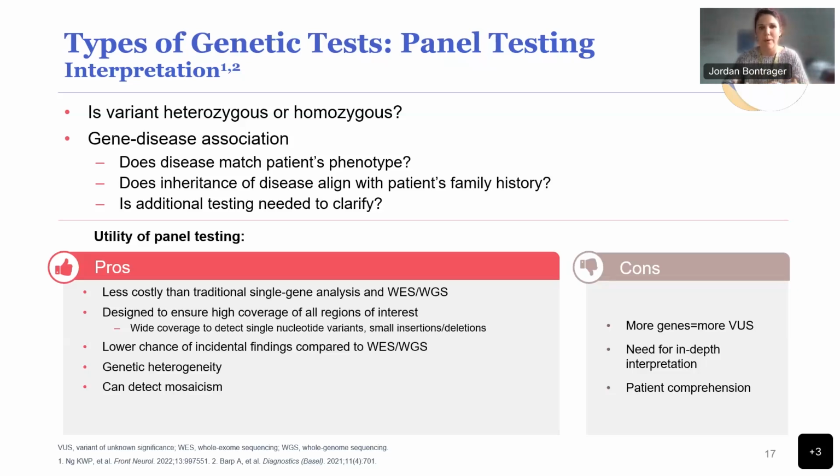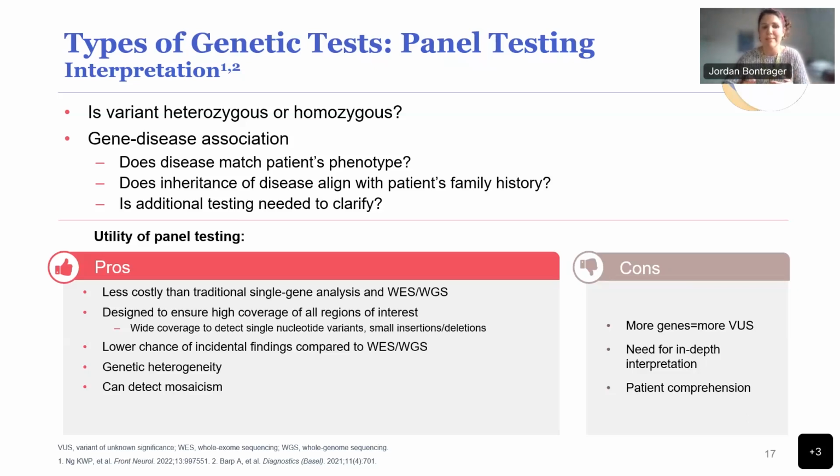This gets back to the importance of getting a comprehensive family history for each patient. And then is additional testing needed to clarify? Can we do parental analysis? Is there any biochemical testing we can do? Thinking through those things in terms of next steps for anything that you are suspicious of.